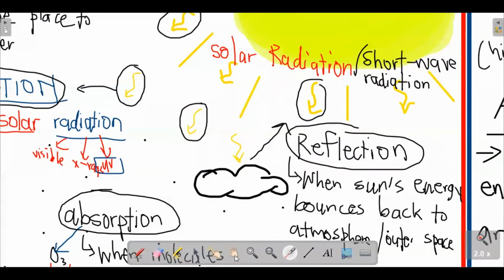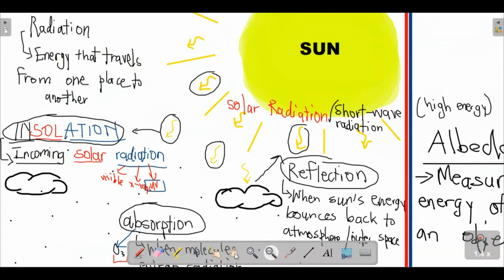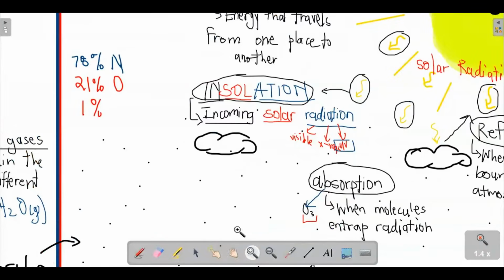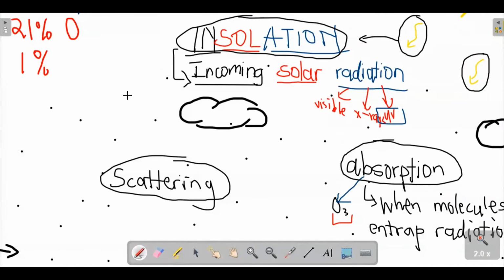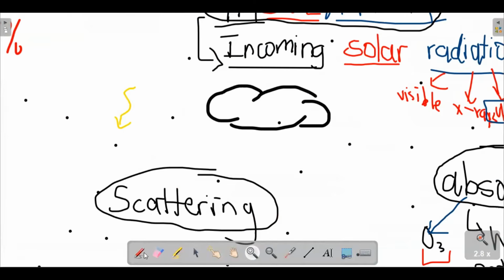That is reflection. The reason I'm emphasizing this is because we also have a term that we call scattering. The solar radiation can be scattered. What do we mean by that? So there we have the solar radiation over there. By scattered, we mean that these particles or molecules or the gases in the atmosphere can actually change its direction.